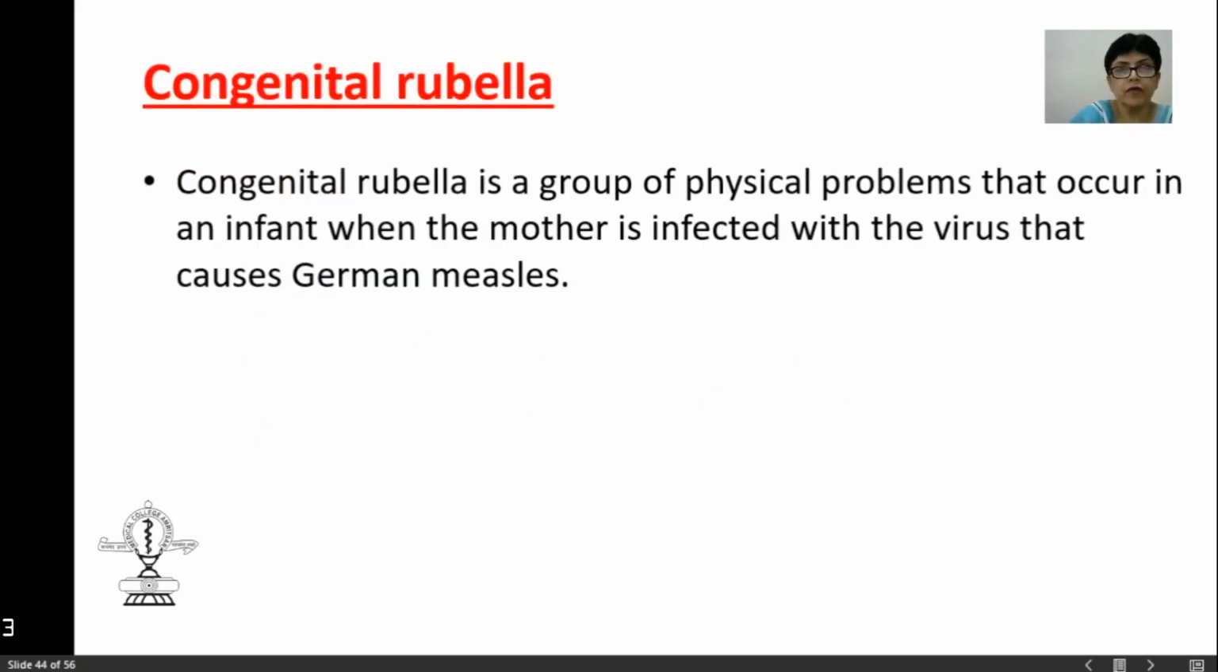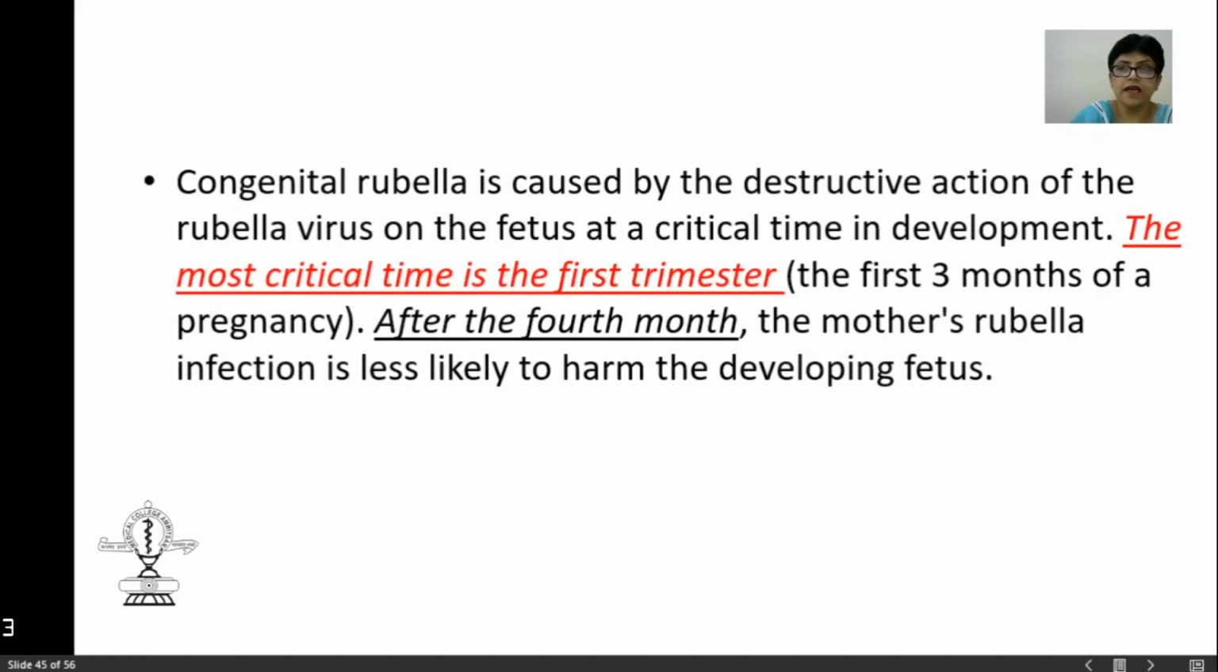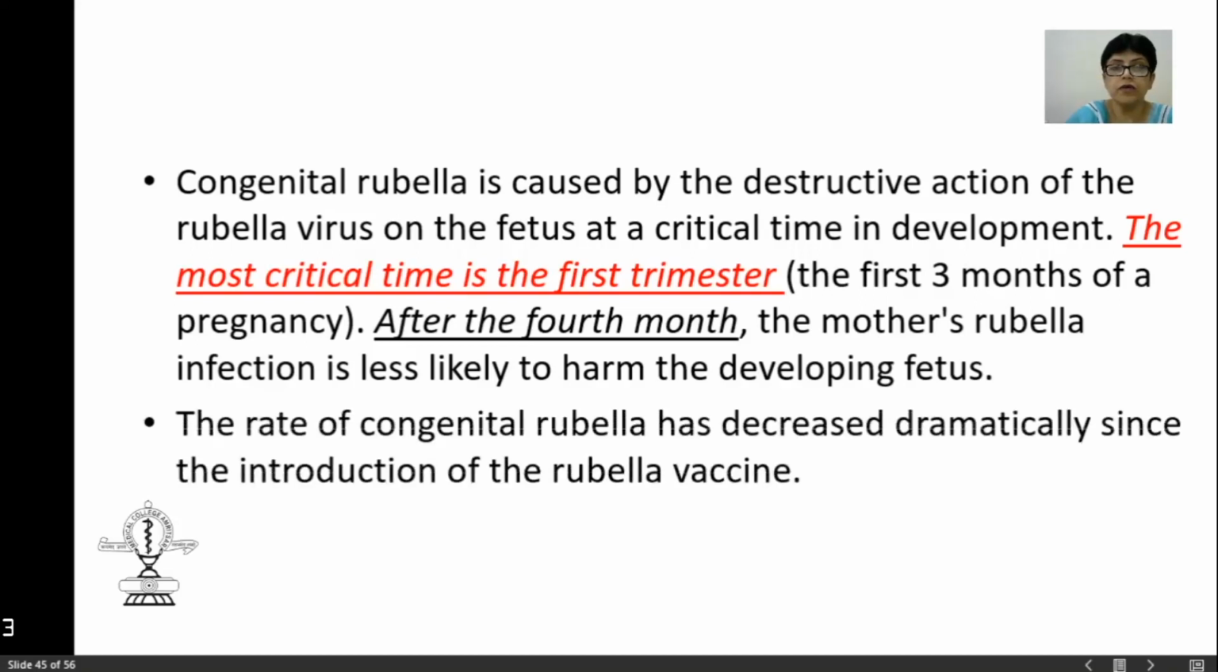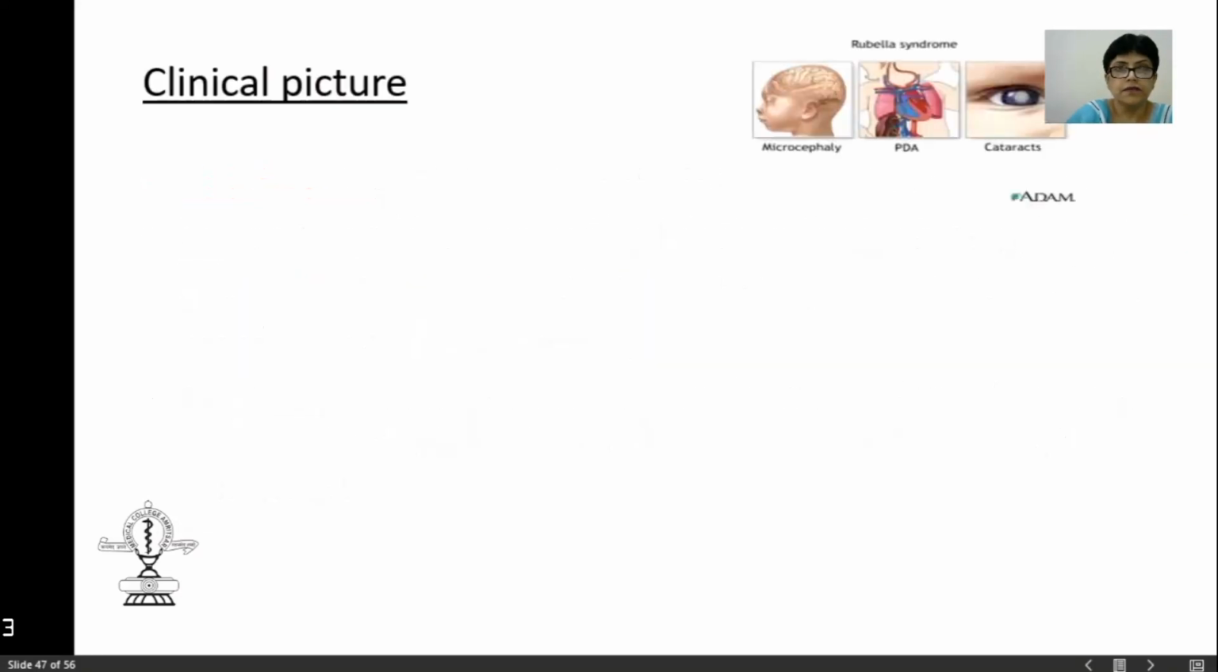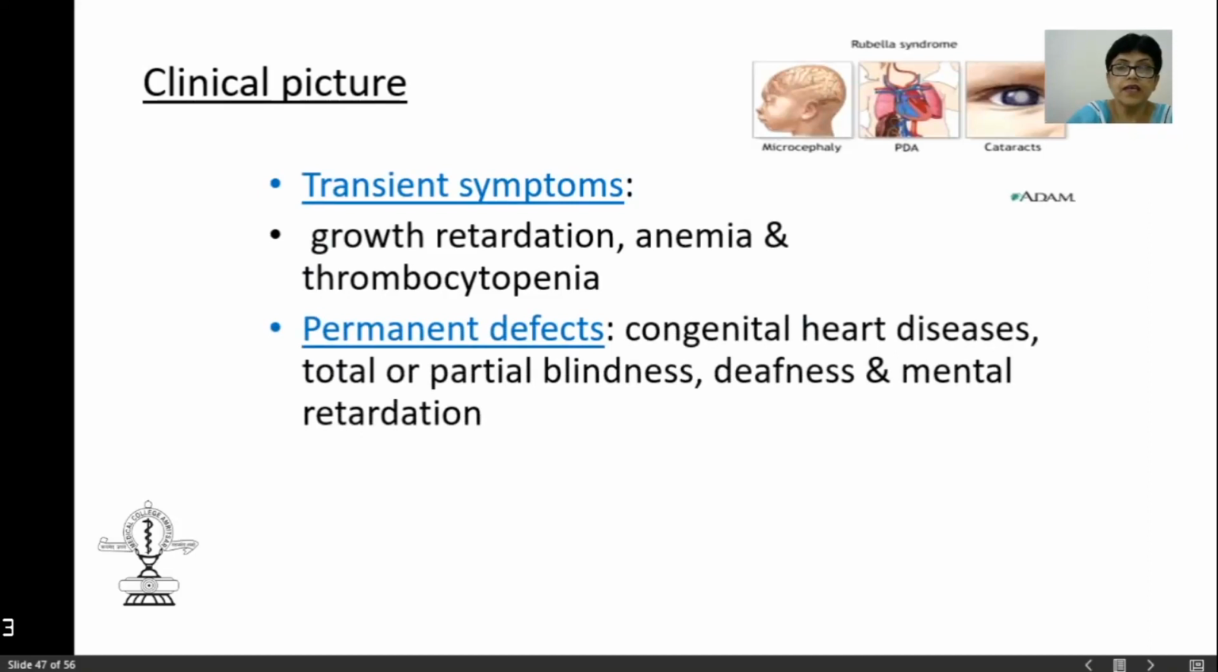What is important now is congenital rubella, where the fetus will get abnormalities if the mother is exposed to rubella infection during the first trimester, where there is destructive action of the rubella virus on the fetus at a critical time in development, which will lead to conditions of microcephaly, cataracts, and congenital heart disease.